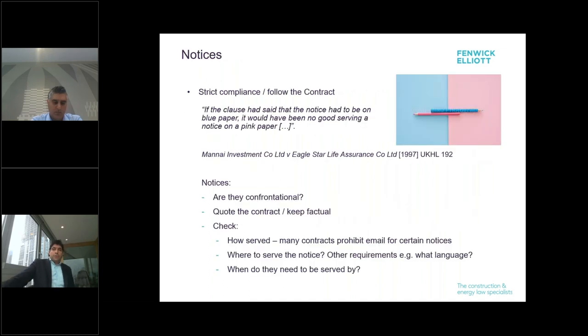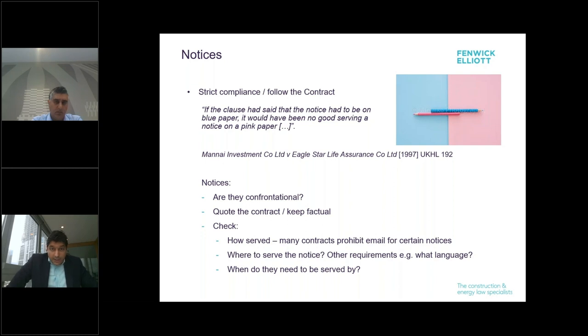Notices, again, very much overlooked in pre-contract negotiations. I don't think I've ever had a heated negotiation on notice provisions. However, as soon as you're looking to terminate a contract or put a notice in last minute before a time limit, you're suddenly scrambling around looking to see what the notice provisions say. They're not always as clear as you might think. We've got the standard legal position, the famous words from Lord Hoffmann here.